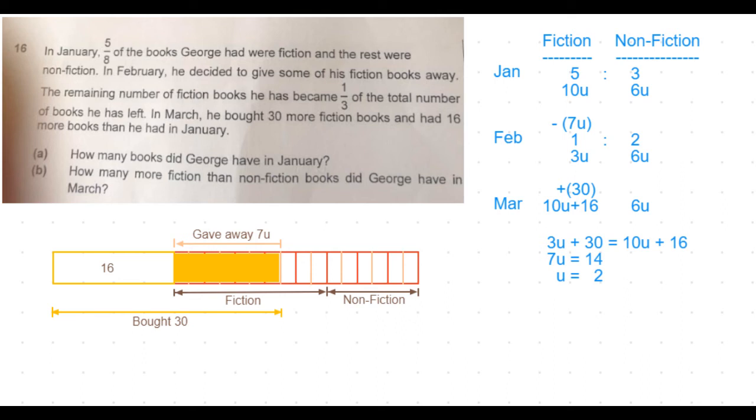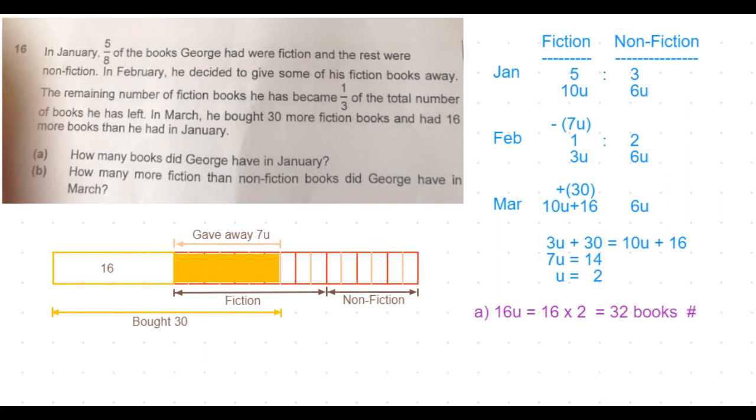The first part of the question is how many books did George have in January? In January, he had a total of 10 units plus 6 units, which is 16 units. So 16 times 2 is 32 books. That's the total number of books he had.